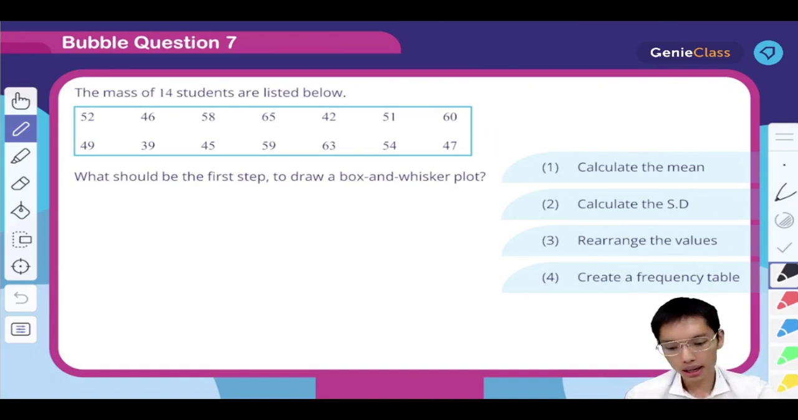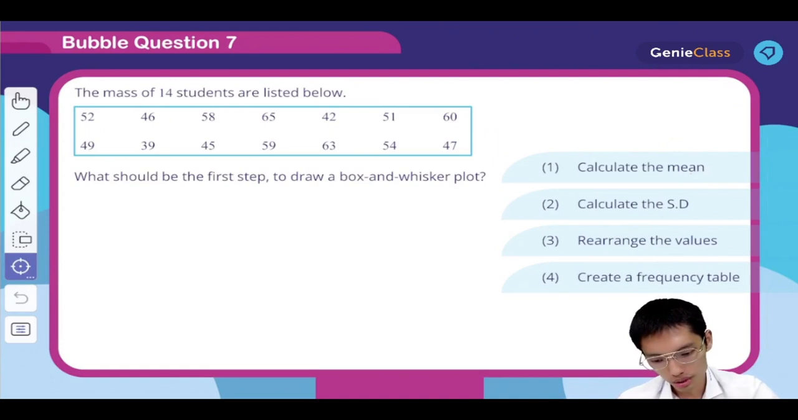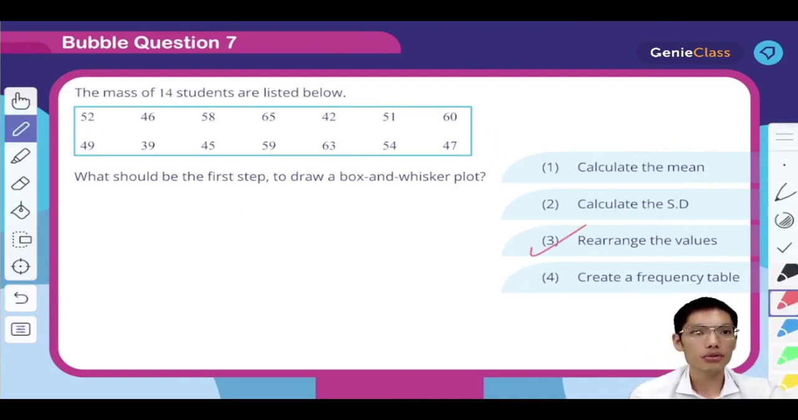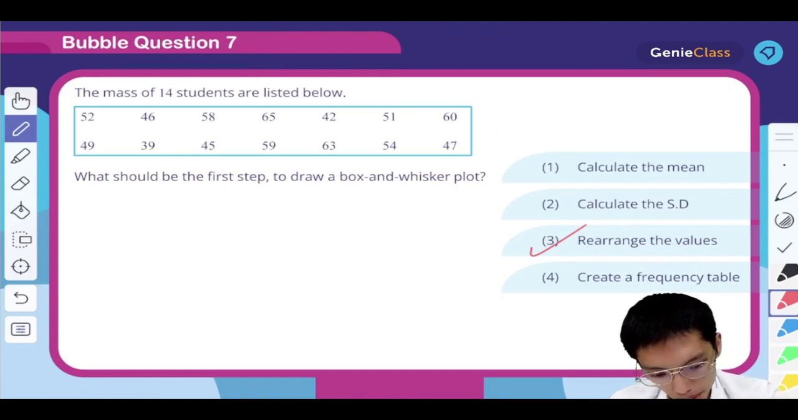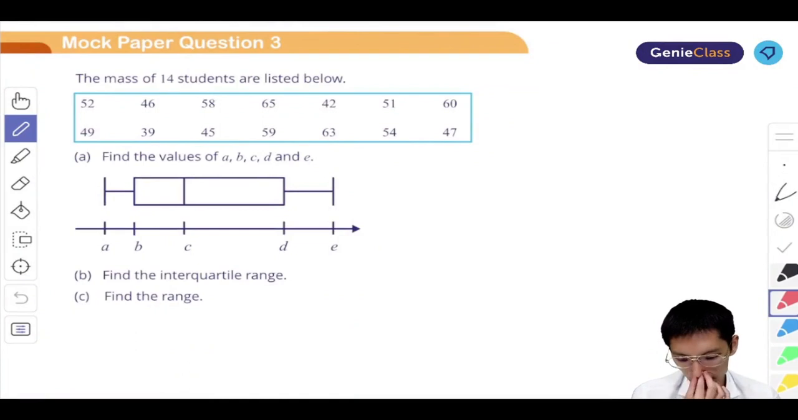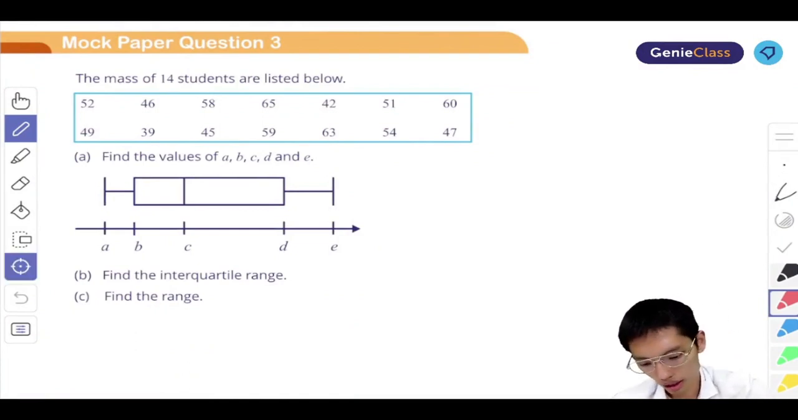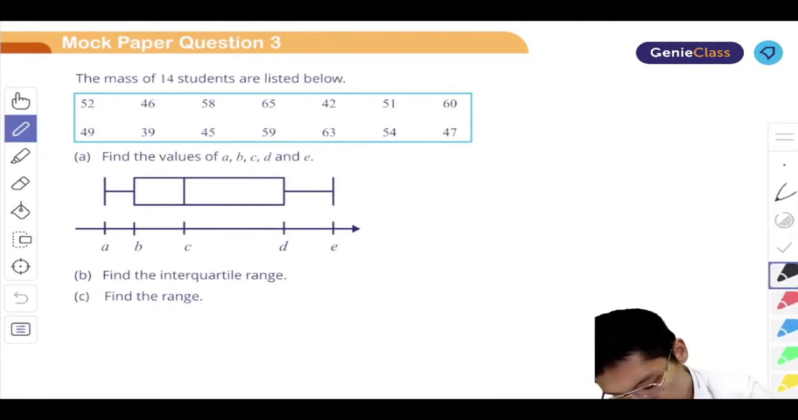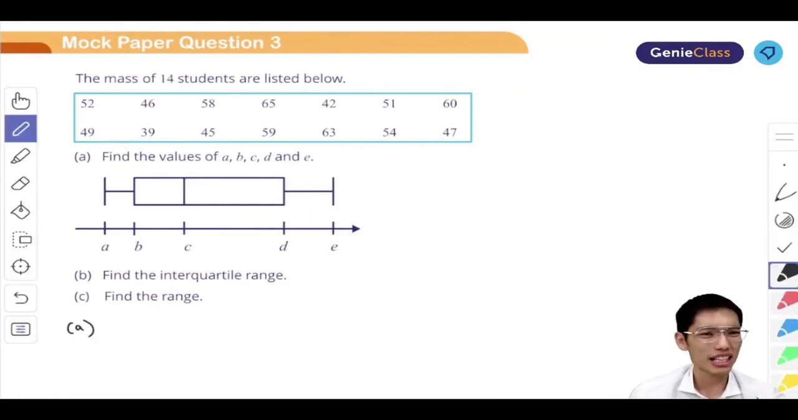Alright, so the first thing that comes into play, before you even do the calculations, make sure you rearrange the values. Very important. If you don't rearrange the values, it might be a bit hard to visualize. Okay, so what happens is this. Mock paper question with regards to this particular notion. First things first, remember, rearrange the values in order to calculate all these values over here.